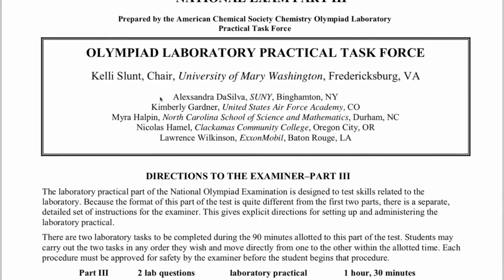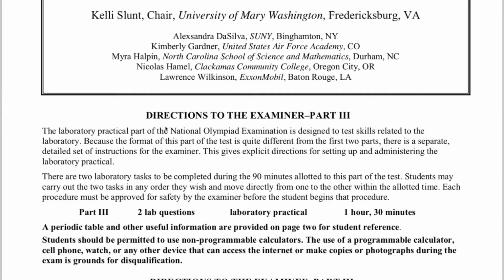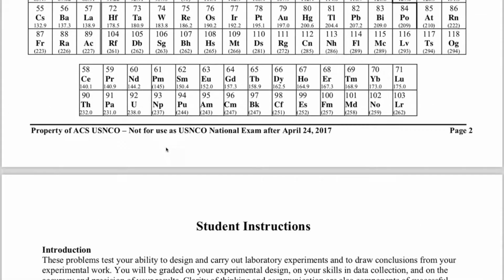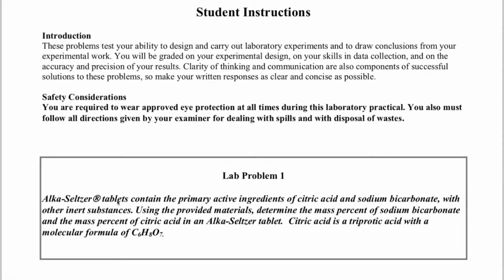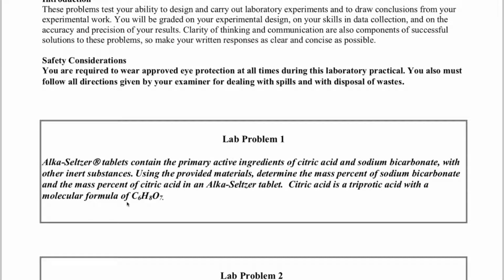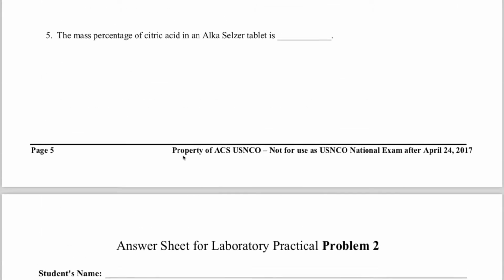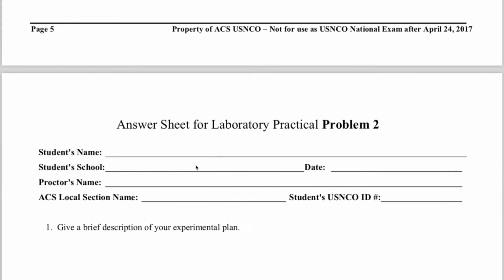And even with this material, I could only do the lab problem 2 because I could not find some of the chemicals in the lab problem 1, like the tablets. So let's see the lab problem 2. In lab problem 2, I was asked to identify 5 chemicals: calcium chloride, sodium carbonate, sodium chloride, sulfuric acid, and sodium hydroxide. So let's see what I did.